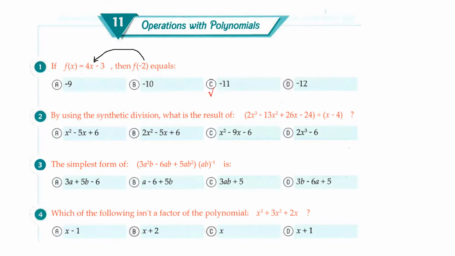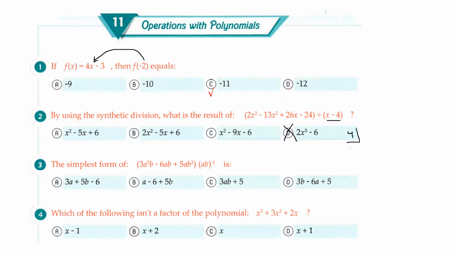By using synthetic division, what is the result of this polynomial divided by x minus 4? Okay, first of all, one answer is excluded. Why did I exclude this answer? Because the answer has to be 1 power less than x to the power of 3. So it's x to the power of 2. Now, this is x minus r. I'm going to use 4, not negative 4, remember?